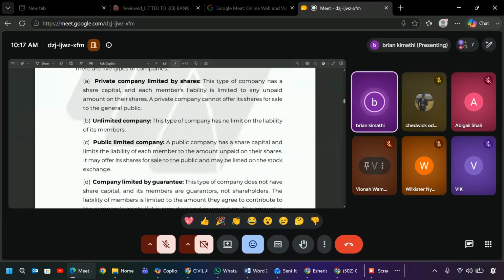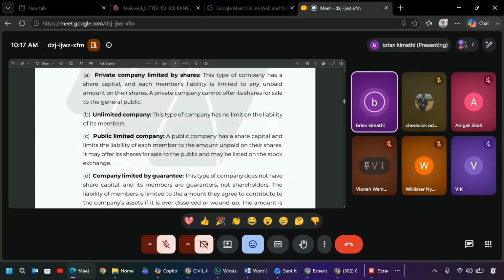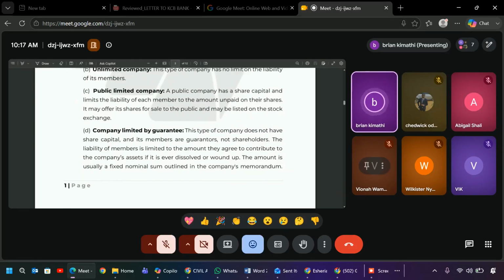Private company limited by shares. This type of company has a share capital. Each member's liability is limited to the unpaid amount on their shares. Private company cannot offer its shares for sale to the general public. And also another thing about a private company, it can only have up to 50 members. So that now if your members are 60, then you cannot register a private company limited by shares. A limited company, this type of company has no limit on the liability of its members. Public limited company has a share capital and limits the liability of each member to the amount unpaid on their shares. It may offer its shares for sale to the public and may be listed on the stock exchange.